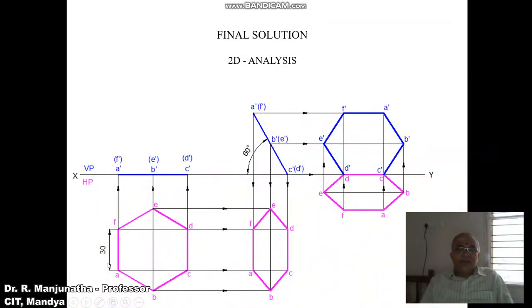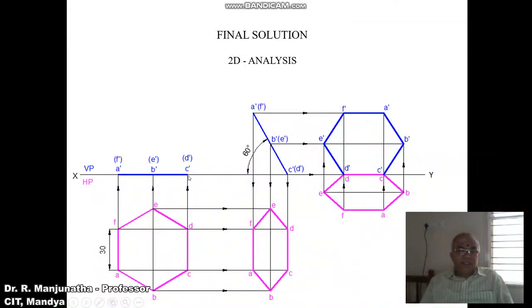Now we need to draw the front view. So draw a vertical projector from A and F to the XY line. Draw a vertical projector from B and E to the XY line, and draw a vertical projector from C and D to the XY line. Then, as you see from the front view, ABC is near to the observer, so A dash, B dash, C dash is visible. DEF is away from the observer, so D dash in bracket, E dash in bracket, and F dash in bracket. Then join A dash to C dash with a dark line.